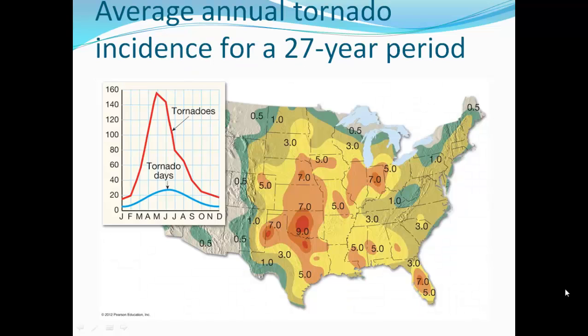Okay, so average annual tornado incidence for a 27 year period. Right where we are, we're somewhere around 5 to 6 tornadoes on average per year. Over here in Oklahoma, they're averaging 9 tornadoes per year on average. Okay, so here's our tornadoes versus tornado days per month. We see that April, May, and June we have the number of tornadoes rising. Here's the peak of tornadoes, mostly between April, May, and June, and then we'll have less in July and August.